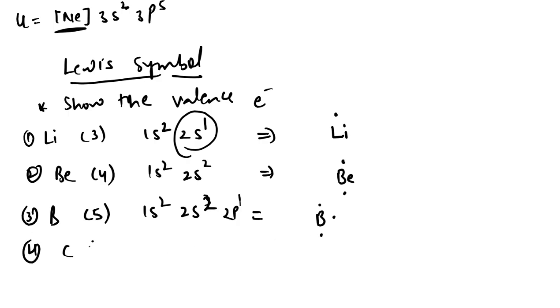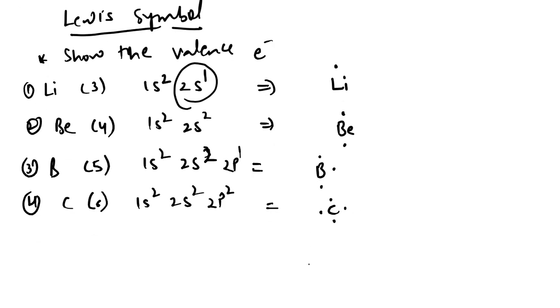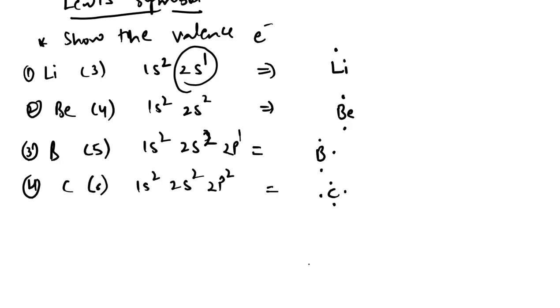Similarly for carbon we have 6 electrons, so the configuration is 1s2 2s2 2p2. So the total number of valence electrons is 4, and that is why we represent carbon like this. The representation of carbon is very important for an obvious reason, because most of organic chemistry is based on how it bonds with other molecules. So its representation is more important.